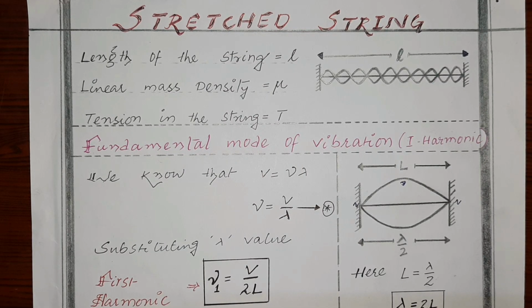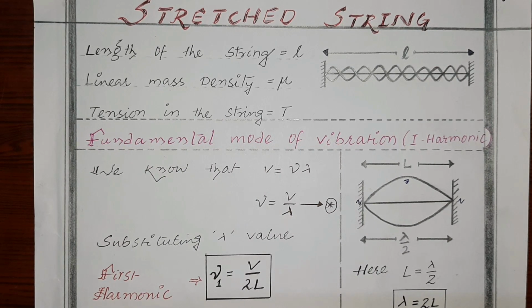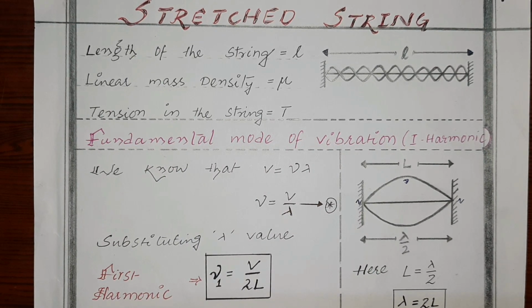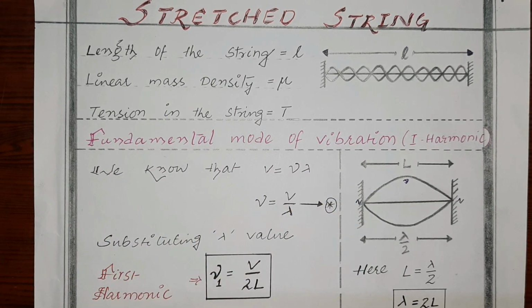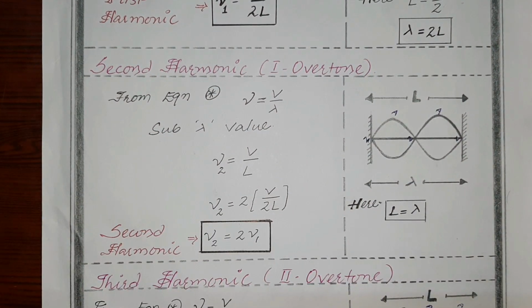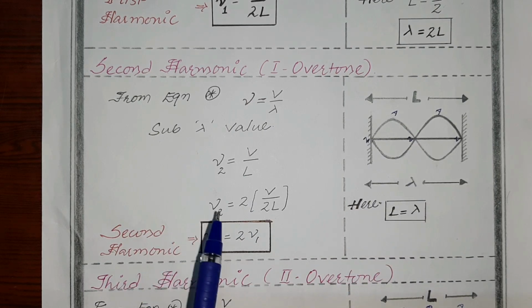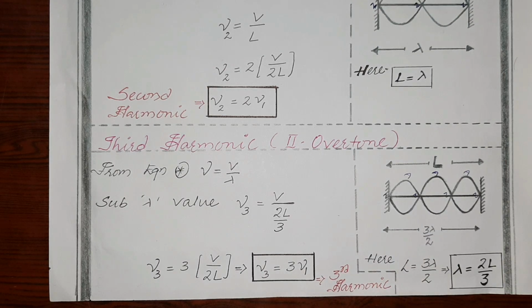Dear students, this is a very crucial moment because now we are going to have an overall look of the picture. In the first harmonic, the string vibrates with 1 loop with frequency value 1 times of V by 2L. In the second harmonic, the string vibrates with 2 loops with frequency value twice of V by 2L, nothing but 2 times of V by 2L. In the similar manner, in the third harmonic, the string vibrates with 3 loops with frequency value 3 times of V by 2L.